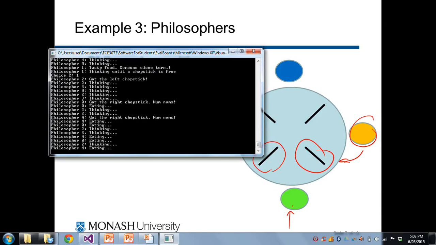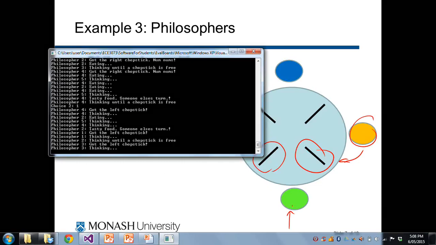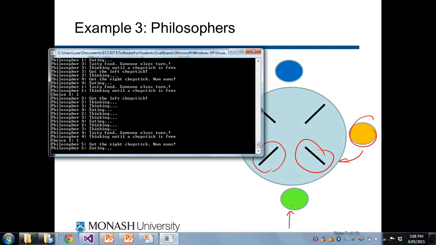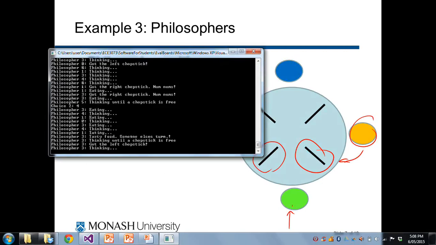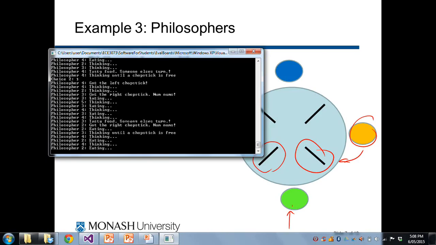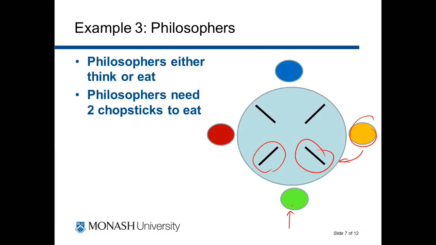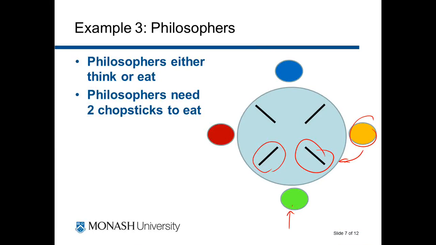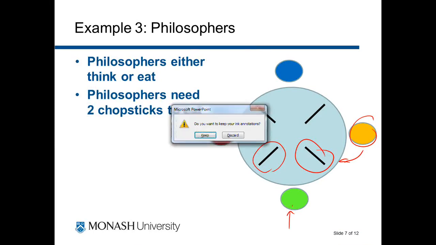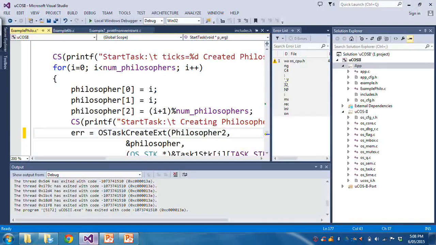Who thinks this is a good solution? You think it's a good solution. He likes it. This guy doesn't. What's wrong with my solution? It's working on randomness. Yes, what if they all randomly choose the left chopstick first? Right. Okay, that will not solve my problem. So let's just imagine a different way of solving my problem.